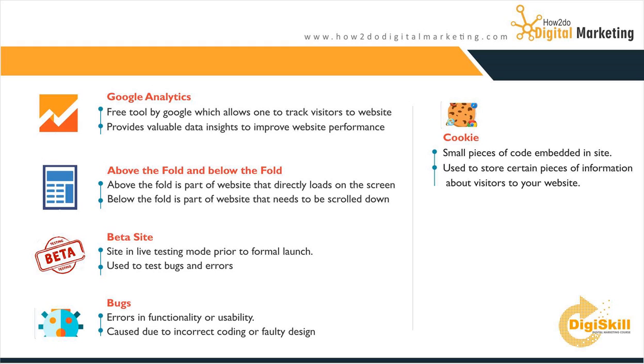Cookies, a lot of sites use cookies. Cookies are small pieces of code which are embedded in the site. They store certain pieces of information about visitors to your website. In episode 3, when we talked about digital advertising and PPC marketing, we spoke about remarketing or retargeting. Now, remarketing and retargeting is done by placing small cookies which track the user across various websites.